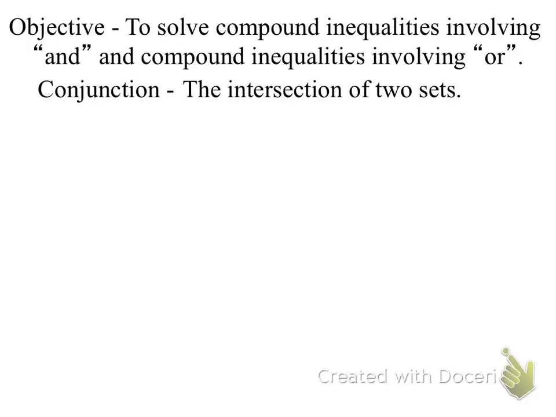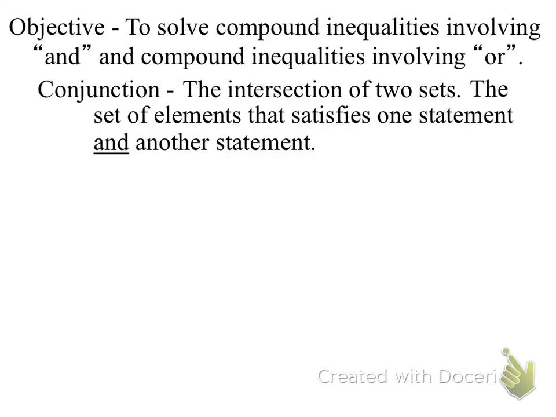Okay, we have compound inequalities. This is involving and or statements. We graph them on the number line and find the sets of numbers that are included in those sets. So a conjunction is the intersection of two sets. This is where we look at the numbers in the two different sets that they both have in common.